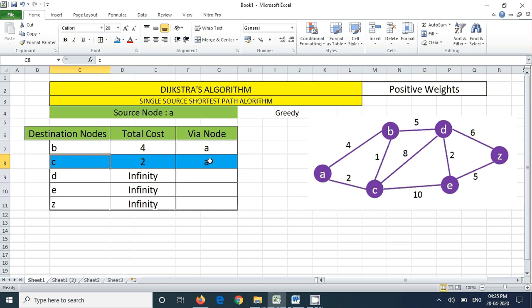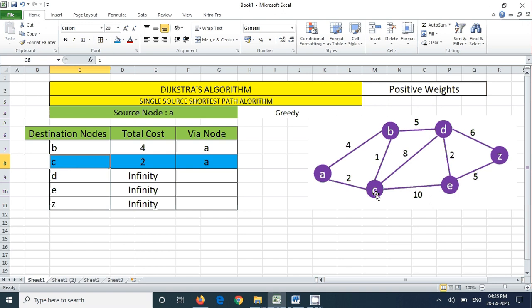So C is fixed. A to C is over. Now whatever was added to the answer set most recently will be the next scanning point. So I will scan from C. C goes to A. A is the source, so leave it. Already we are coming from that only. So C goes to new nodes we have to discover. C goes to B with the cost of 1.